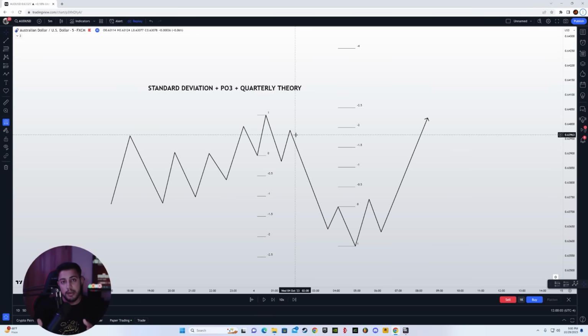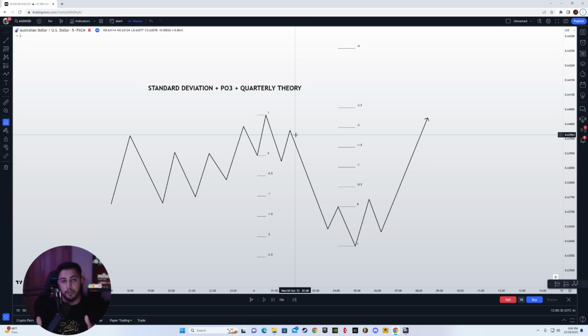So power of 3 usually has 3 phases. It's going to have an accumulation phase where price is going to consolidate, right? Then we have the second phase where you will see a manipulation. So price is going to take out either the buy side liquidity or the sell side liquidity and then move to the original direction. And the third phase is expansion, right? That's the move that goes in the original direction after taking out some form of liquidity.